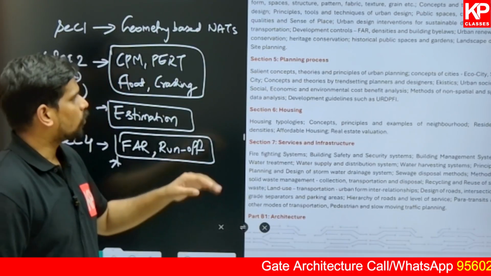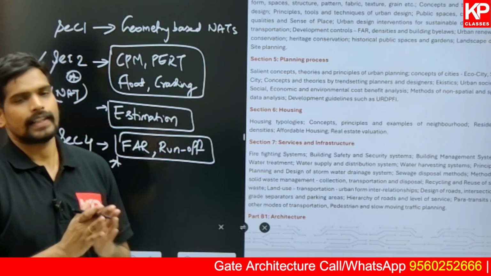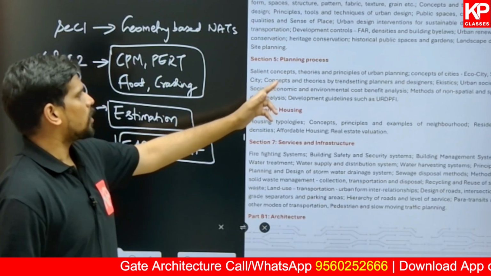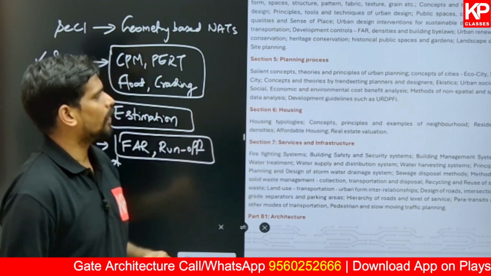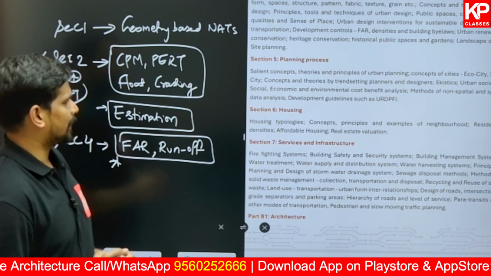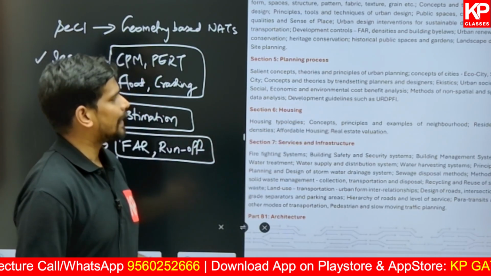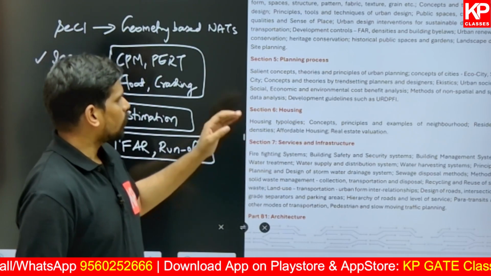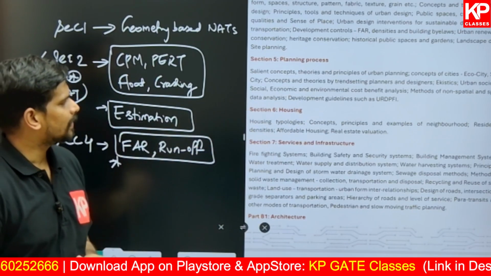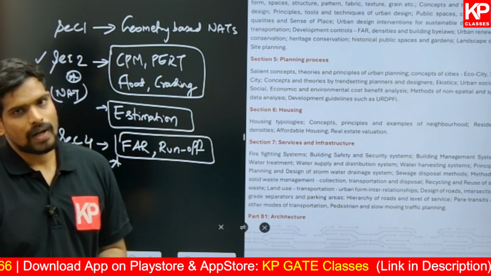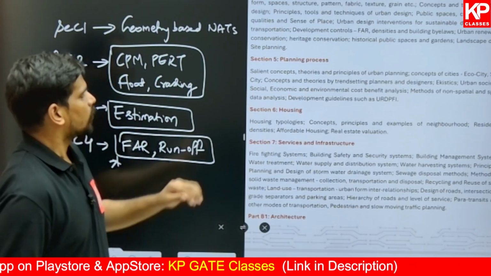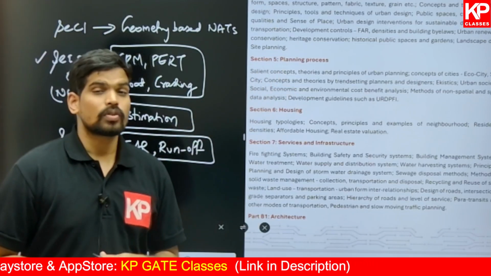Moving on to the 5th section, the planning process, this again is predominantly theoretical in nature. It includes various spatial theories and the principles of urban planning, various concepts of urban planning including eco-city and smart city, the concept of acoustics and urban sociology, social, economic and environmental cost benefit analysis, spatial and non-spatial data analysis, and development guidelines like URDPFI guidelines, including the guidelines for social infrastructure. So that is included in the planning process subject.